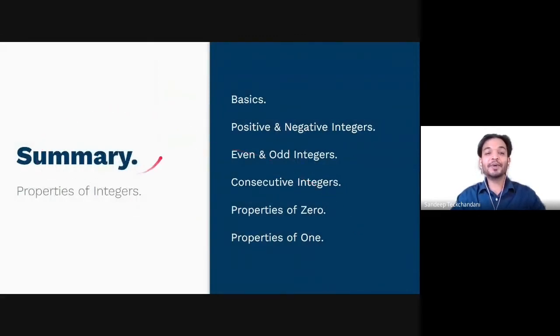So let's just summarize. What did we learn in the properties of integers? We started with the basics. We learned that integers are the set of negative whole numbers and the set of positive whole numbers together. We also learned what positive and negative integers, even and odd integers, consecutive integers, and properties of 0 are, and eventually we learned the interesting properties of the number 1.